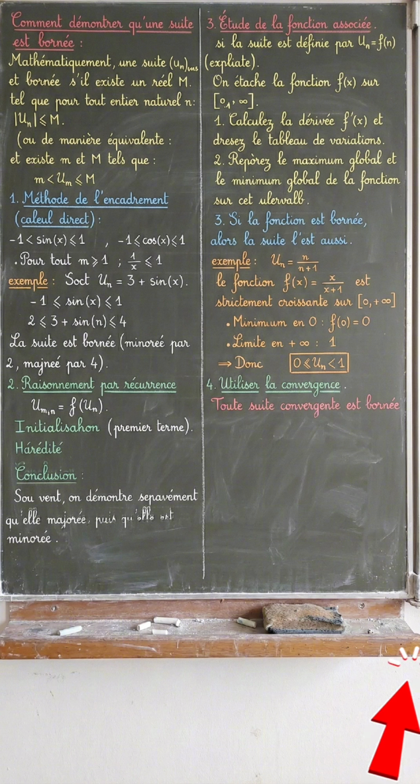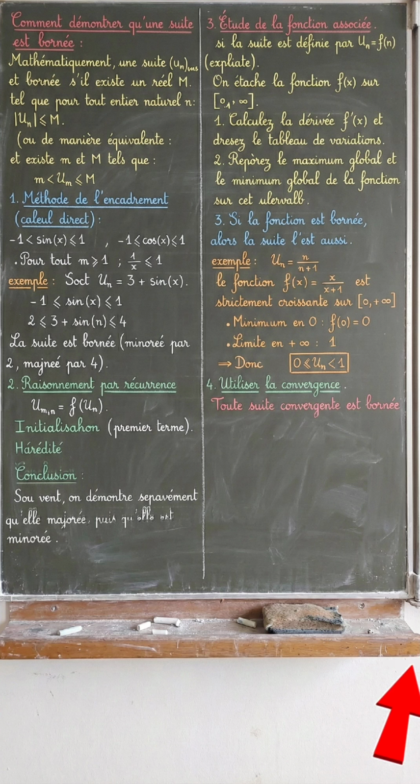For example, if we take a sequence equal to 3 plus sine of n, we know that sine of n will be between -1 and 1. So 3 plus sine of n will be between 2 and 4. So the sequence will be bounded above by 4 and bounded below by 2. So it's very simple, no problem there.